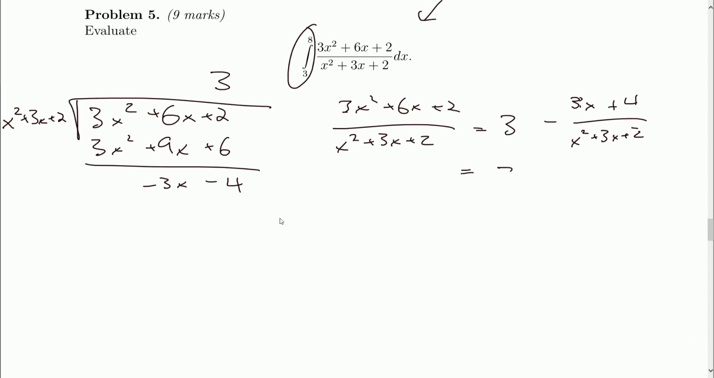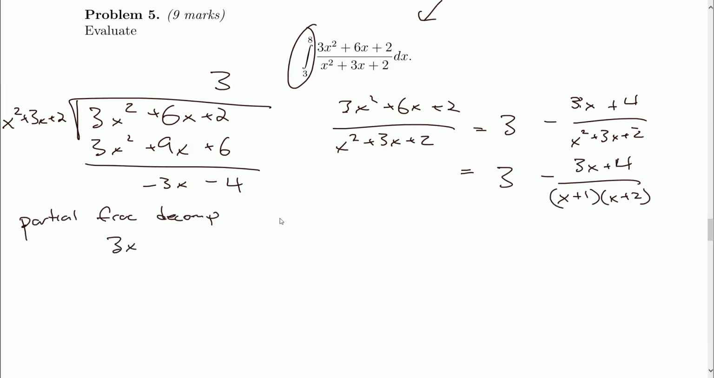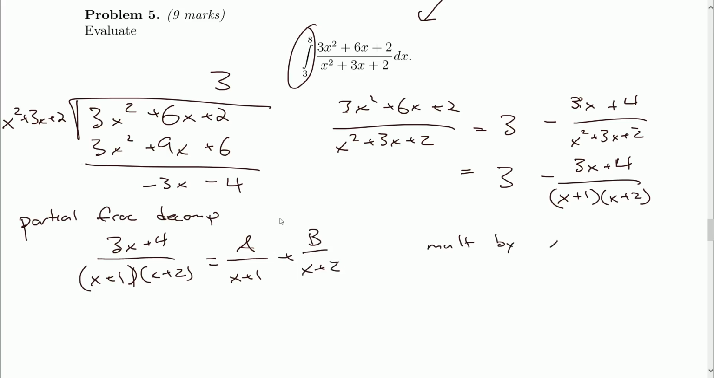Well, I would probably factor the denominator. It's going to be really nice this time. It's going to be x plus 1 times x plus 2. Nothing too strenuous there. So I'd probably say partial fraction decomposition: (3x plus 4) over (x plus 1)(x plus 2) is a constant for each linear term. Okay, and so now I need to figure out these constants, so let's multiply both sides by x plus 1 times x plus 2.